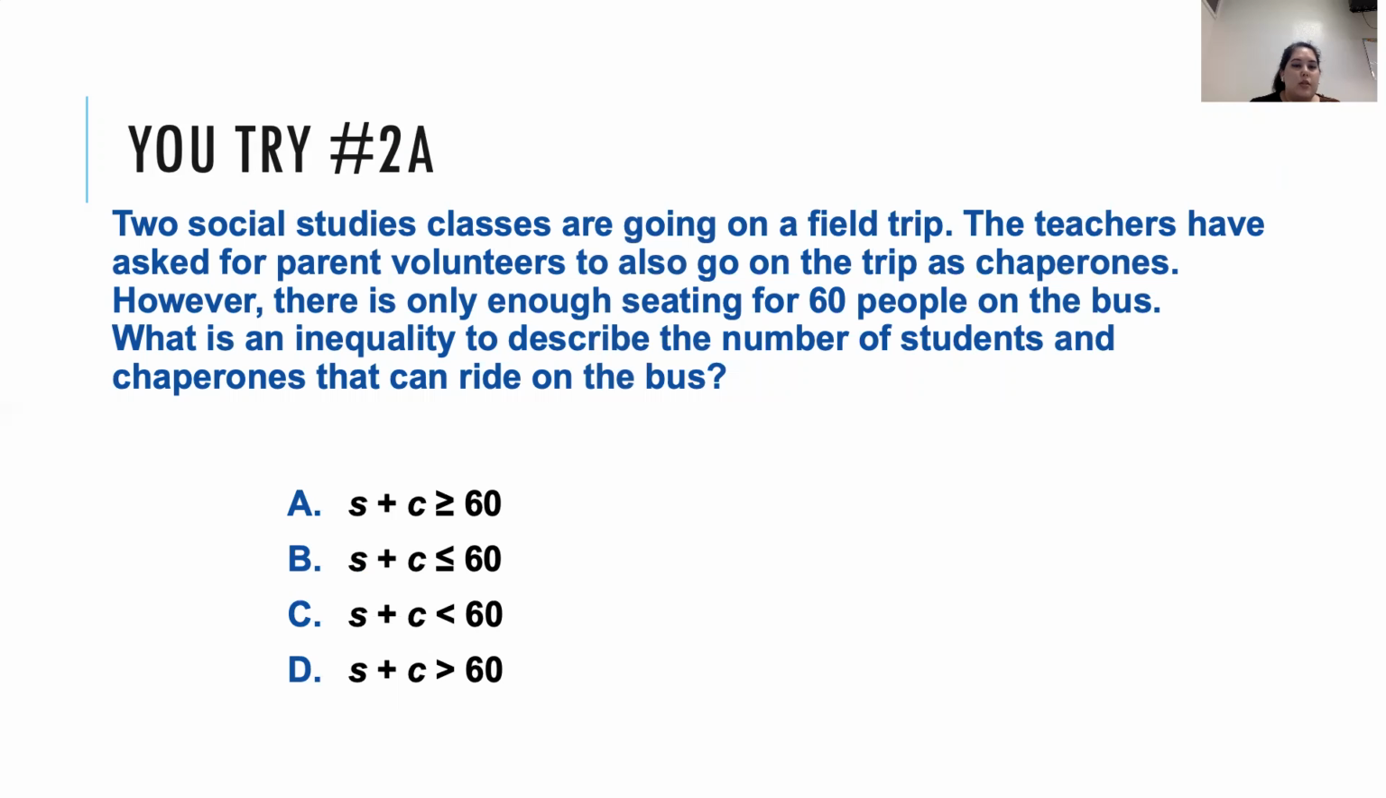All right, so we need to add them. So we're going to do S plus C, and we only have 60 seats. So that means 60 is going to be greater than or equal to the total number. So our answer is B: S plus C is less than or equal to 60, or you could also say 60 is greater than or equal to S plus C.